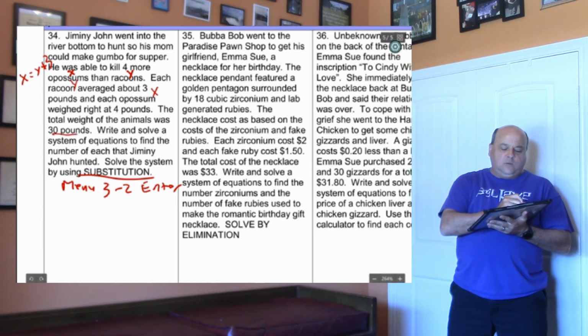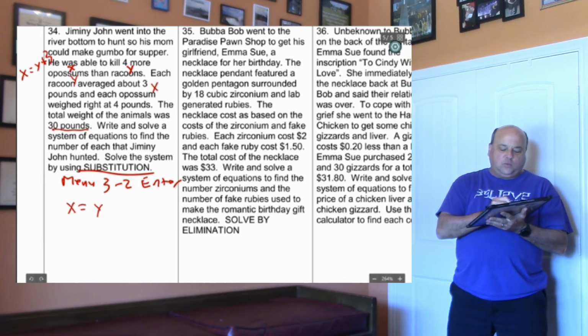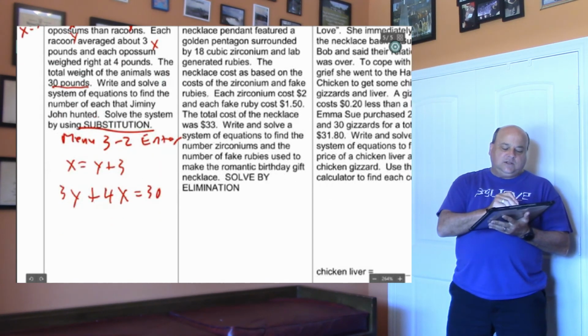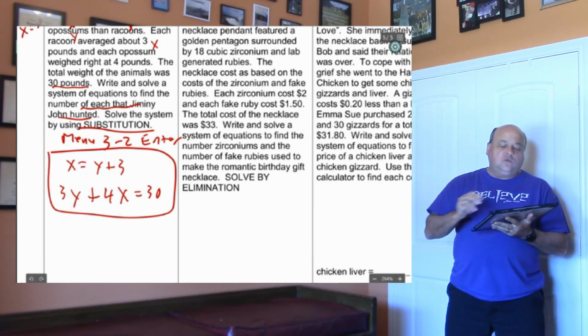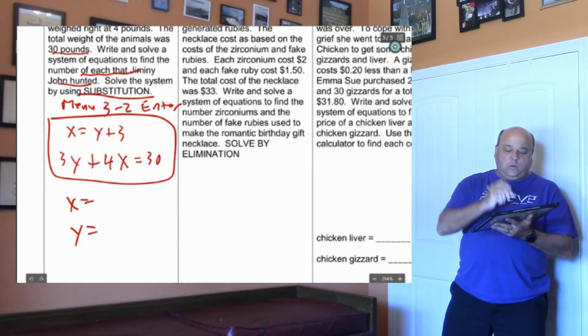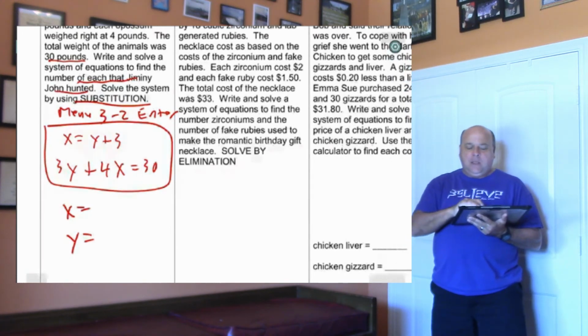Okay, the total weight was 30 pounds, okay? So our equations are going to be x equals y plus 3. And then each raccoon is y, average 3 pounds, so 3y plus 4x for the possums, and the total weight was 30 pounds. Okay, right, and solve that gives you the number of each that he hunted. So you're going to type that, menu 32 enter, into the calculator, and you will get x equals, y equals, okay? Menu 32 enter, type them in, and get the x and the y.